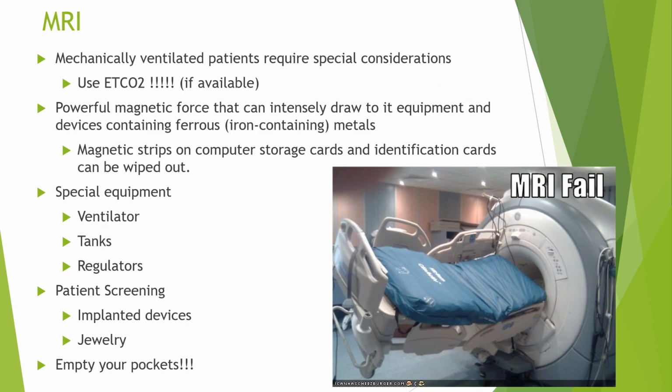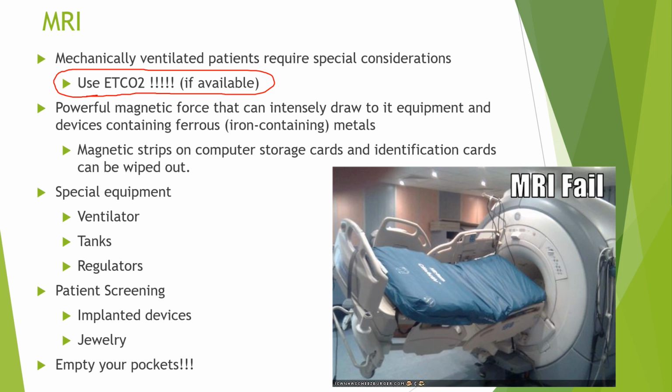With MRIs, remember the big thing here is we have to get all the metal off, and we can't take anything metal in there. I'm going to stress this. It says use end-tidal CO2 if available. I hope it is, because the magnets are so powerful in these things, and you're going to have what are known as Gauss lines, where you have to keep the ventilator behind this line because it can mess up the imaging. When you're doing this, I strongly recommend some way of looking at end-tidal CO2.